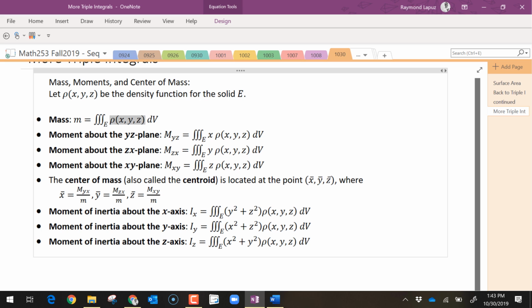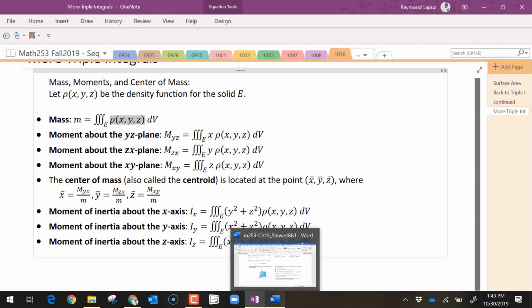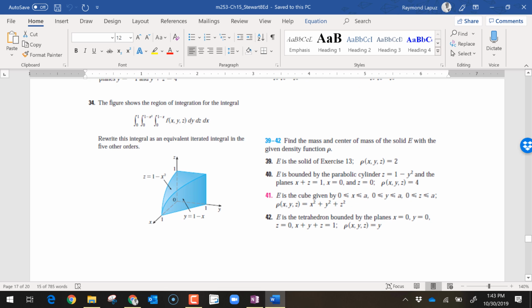Okay. So let's find a problem that does finding the center of mass. I'm not too interested, again, in the moments of inertia. So you can see that they have those functions, but we're not really going to talk much about that. Let's see if we could do a center of mass problem.